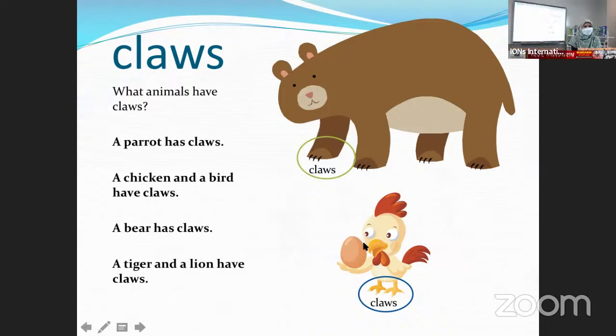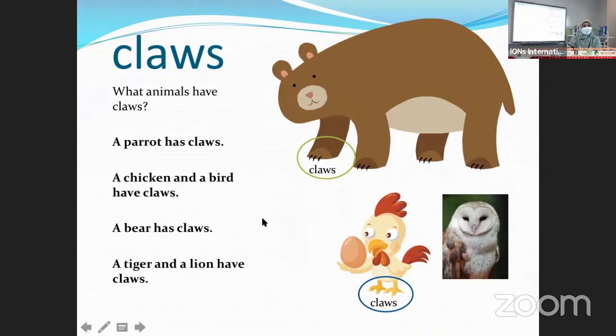And how about this one? Chicken. Chicken and bird has claws as well. For chicken, they use claws for grabbing on soil to find food. And how about the tiger and lion? Yes, tiger and lion has claws. It's very sharp and it's dangerous. And the next one. Oh, owl. Owl has claws, so he can stand on the branch of the tree.